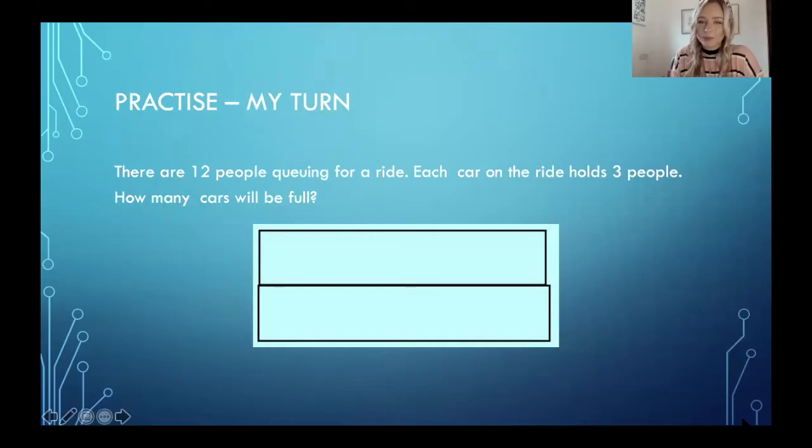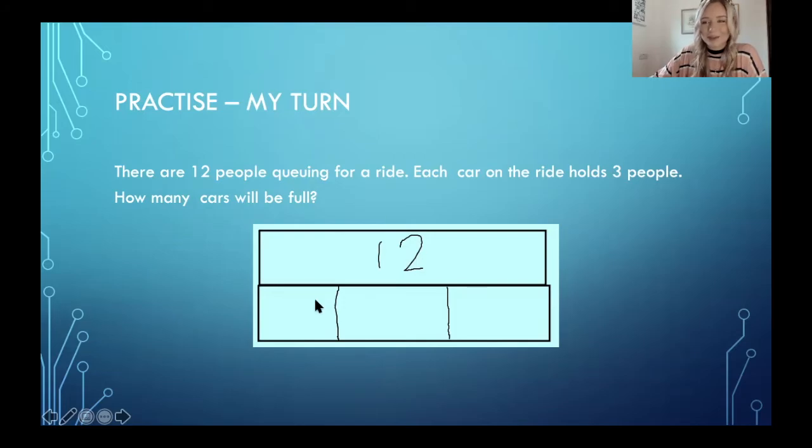We are going to jump straight back into a practice. I'm going to have a quick go first, and then you are going to have a go. The first question says there are 12 people queuing for a ride. Each car on the ride holds 3 people. How many cars will be full? I'm going to put the number that I'm starting with at the top of my bar model, which is 12. And then it says each car on the ride holds 3 people. That means that I need to split the bottom part of my bar model into 3 groups. I'm sure yours will be much neater than mine when it comes to it, I hope.